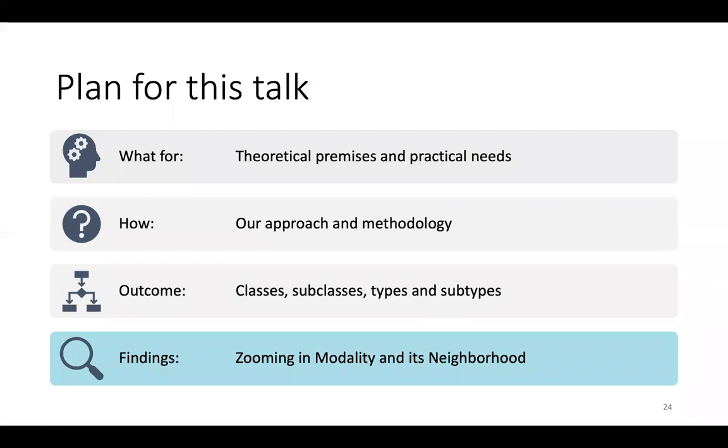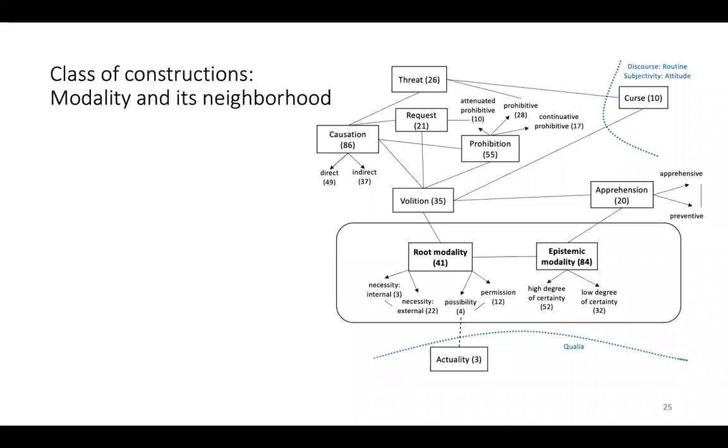Now let's have a closer look at the class modality and its neighborhood. This class comprises 301 constructions, and the structure of the class is visualized in the diagram. On the one hand, we adopt the traditional widely accepted approach and take a narrow understanding of modality that refers to root and epistemic modality. These semantic types form the core center of modality, as shown with a frame.